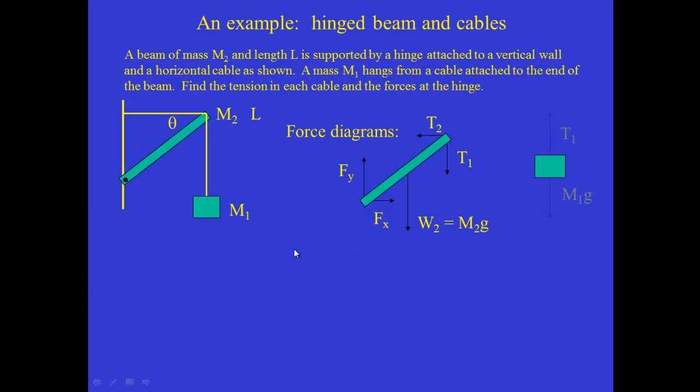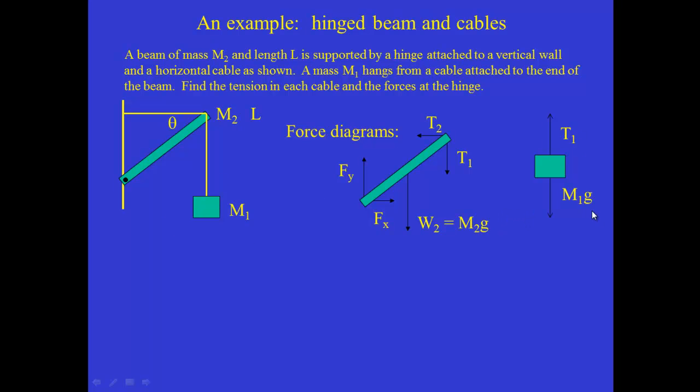So in addition to the beam, we also analyze the hanging mass m1, and that's rather simple. It's got the tension in the cable T1 and then its own weight m1g pulling downward. So right away we can see it's pretty obvious that T1 is equal to m1g in order for the mass m1 to be in equilibrium.